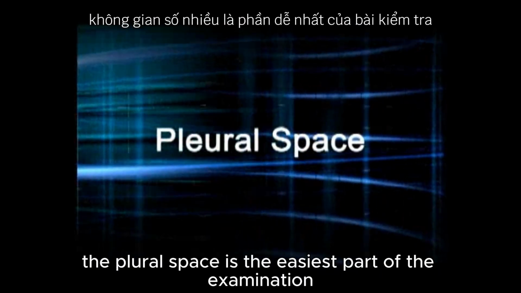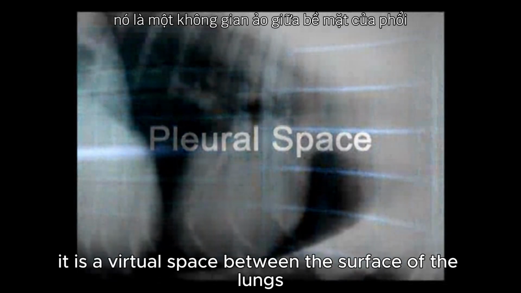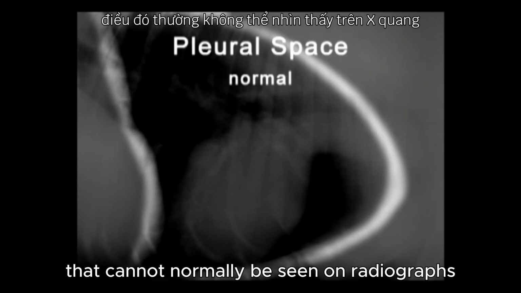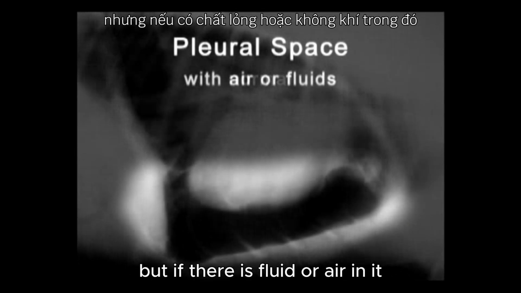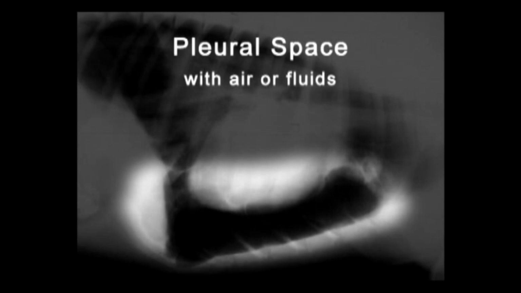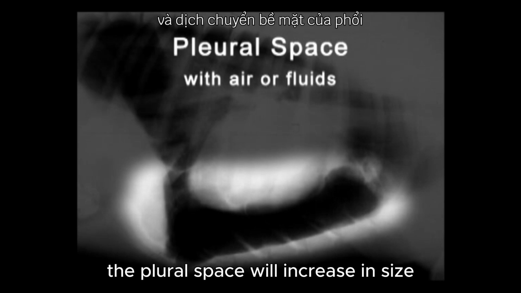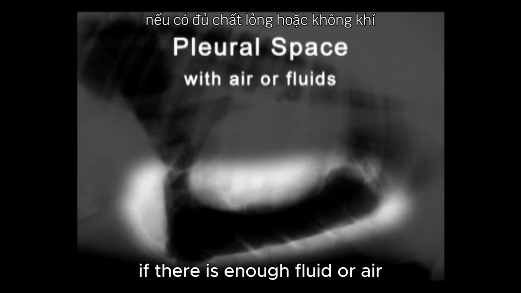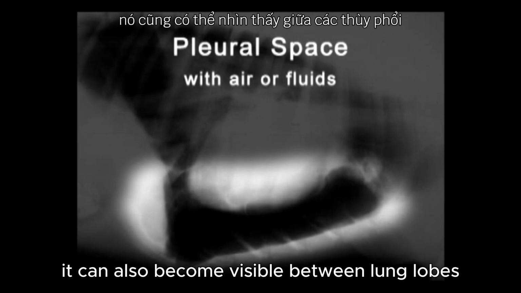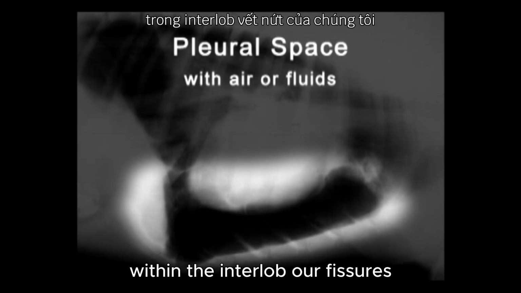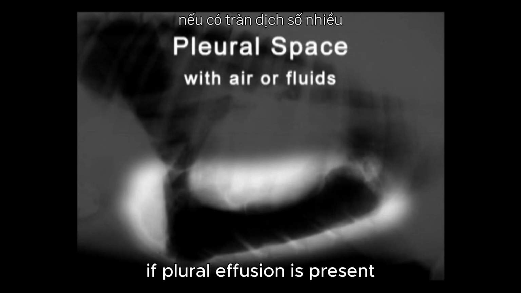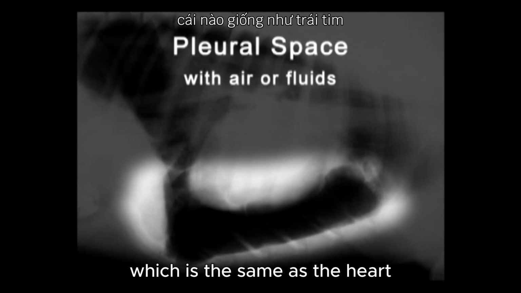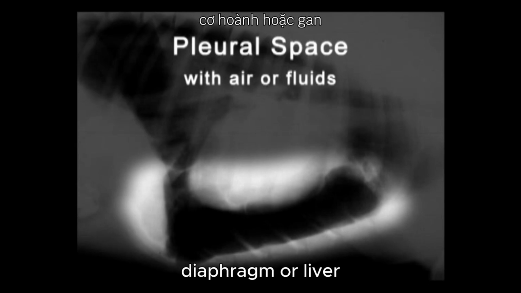The pleural space is the easiest part of the examination. It is a virtual space between the surface of the lungs and the thoracic wall that cannot normally be seen on radiographs. But if there is fluid or air in it, the pleural space will increase in size and displace the surface of the lung away from the thoracic wall. If there is enough fluid or air, it can also become visible between lung lobes within the interlobar fissures. If pleural effusion is present, the opacity of the pleural space will be that of fluid, which is the same as the heart, diaphragm, or liver.